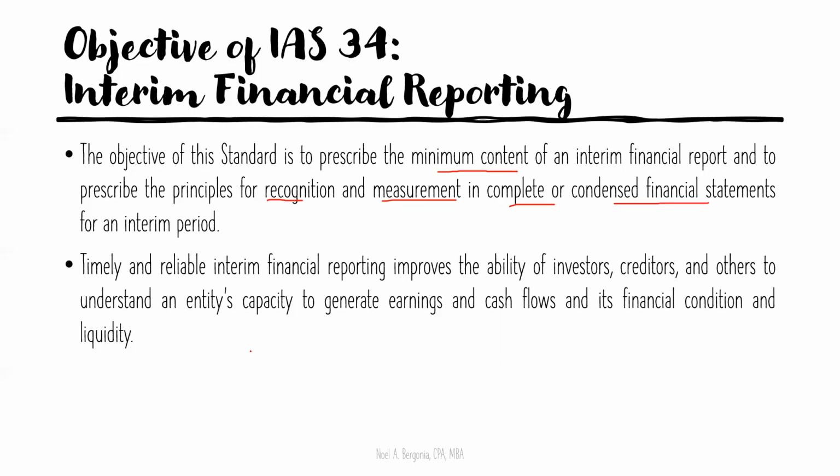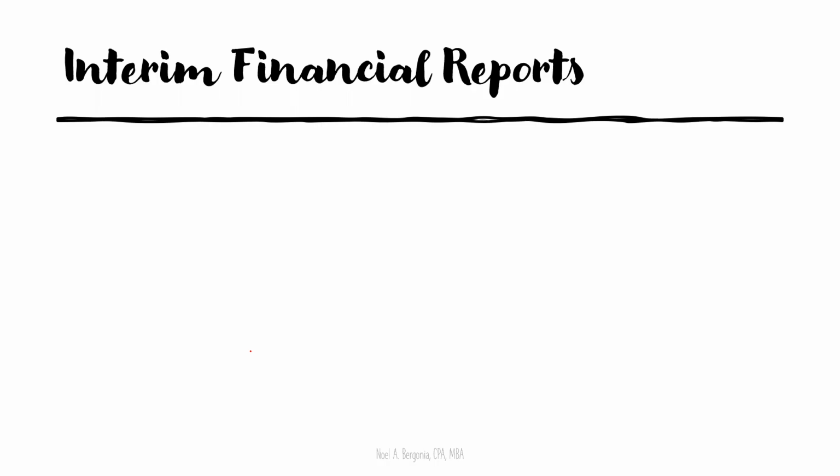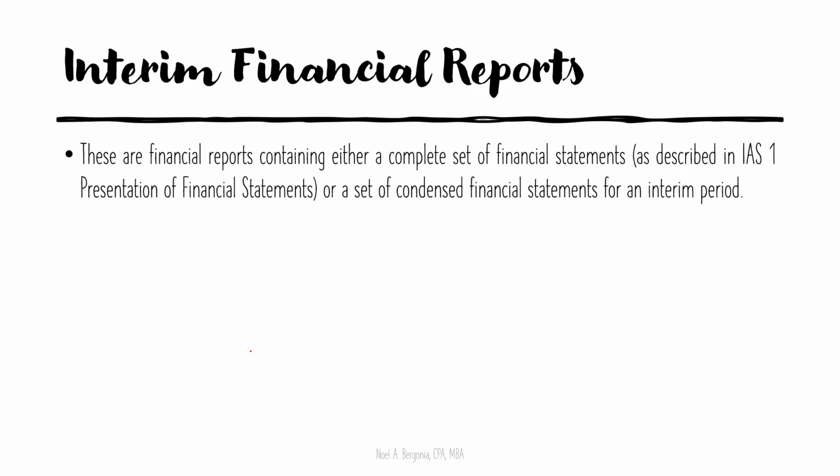Now, let's discuss what these interim financial reports are. When we talk about interim financial reports, this refers to financial reports which are either the complete set of financial statements which we have discussed in IAS number 1, the statement of financial position, statement of comprehensive income, statement of cash flows, the changes in owner's equity, as well as the whole and complete set of notes to financial statements, or a set of condensed financial statements for an interim period.